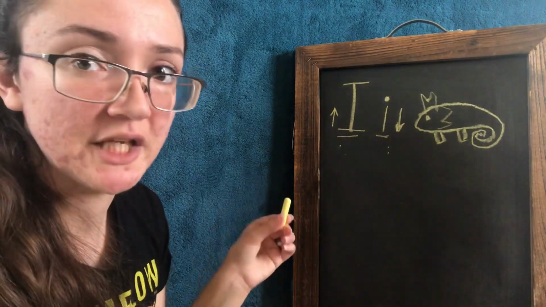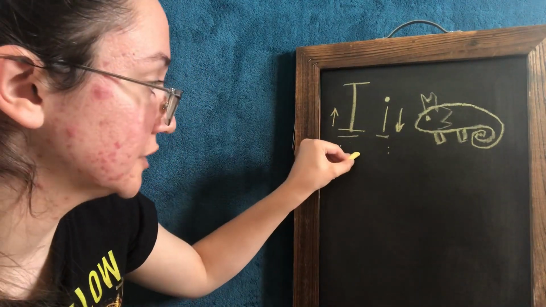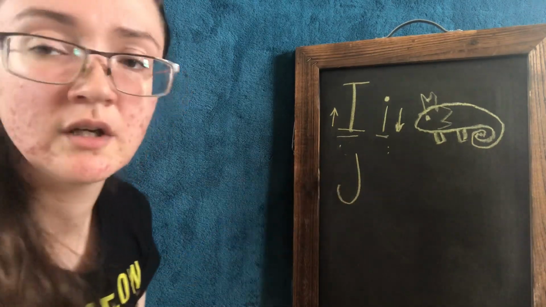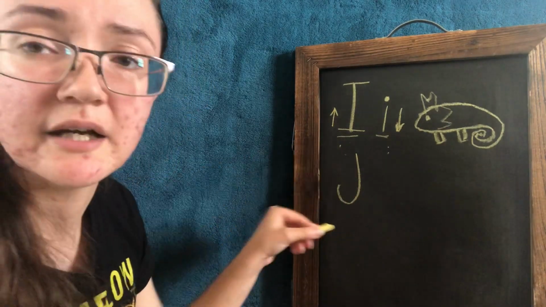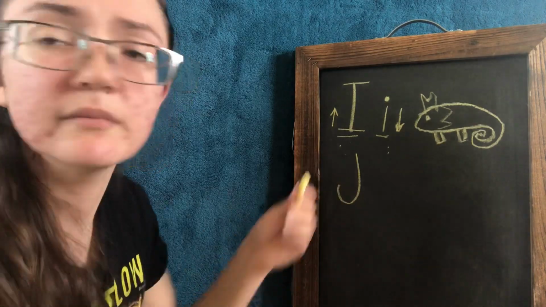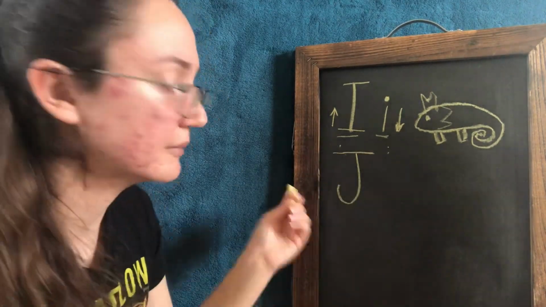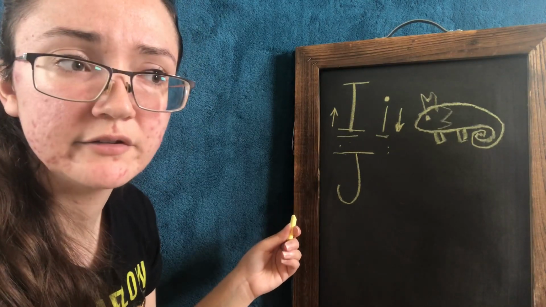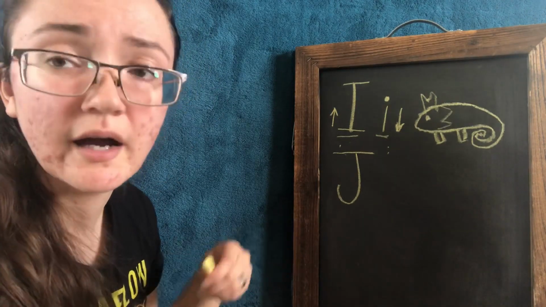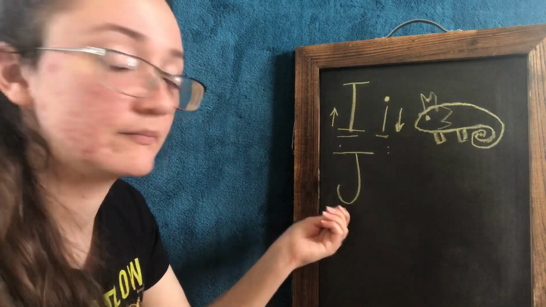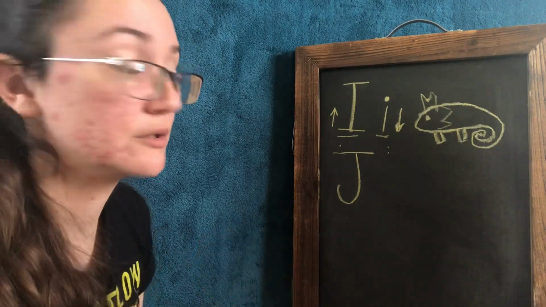Next one is J. A candy cane, but upside down this time, okay? And some people put the line above it. Some people don't. I don't think I do. I don't remember. I'm just showing you what they teach you in school.